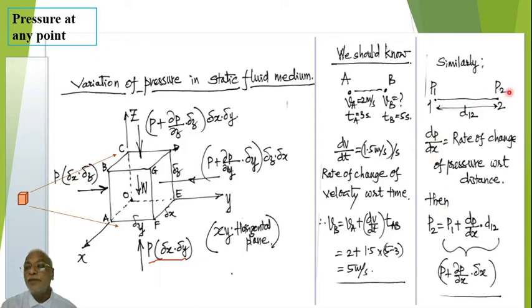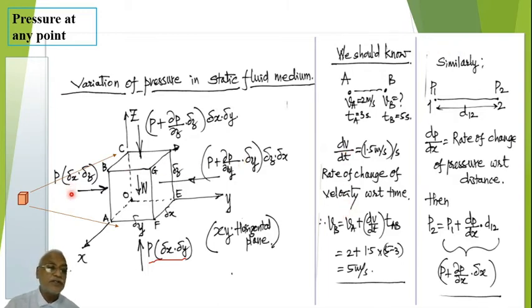Then the pressure P2 will be given by pressure P1 plus the rate of change of pressure with respect to distance, multiplied by the distance for which it has moved, D12. So this is the concept with which we can write the original pressure P plus the rate of change of pressure multiplied by the distance for which the pressure has been changed or analyzed. So I hope you have understood this particular part.